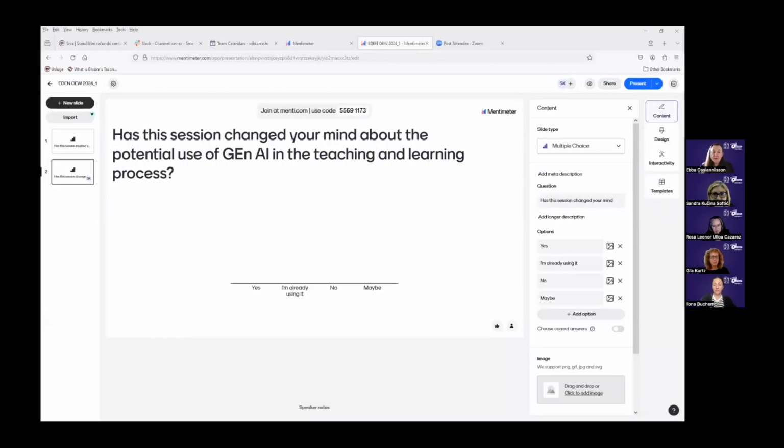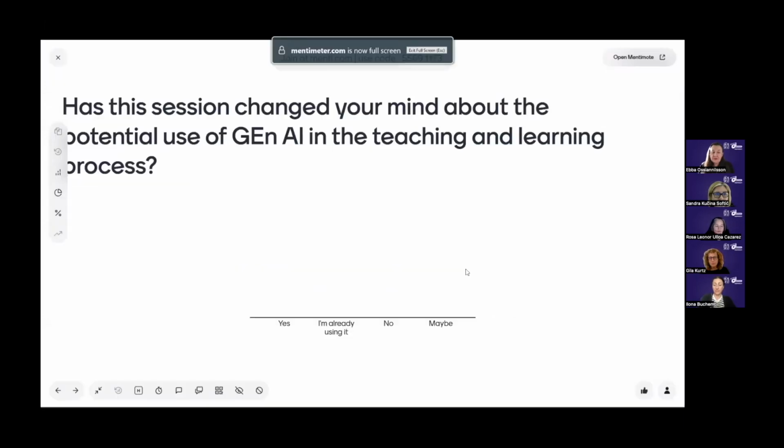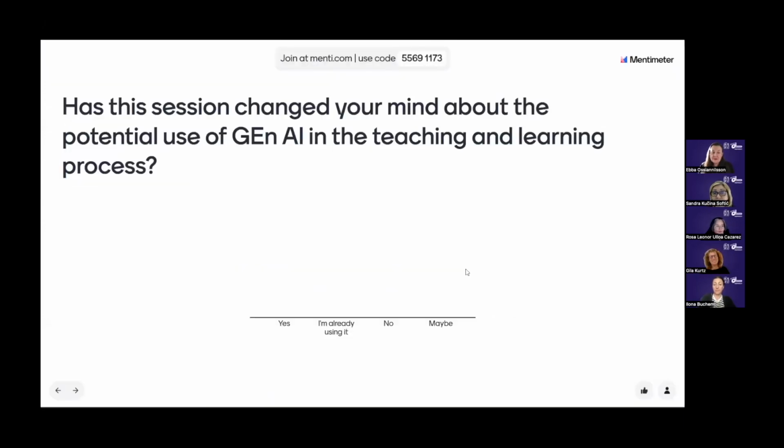So please, the question is, has this session changed your mind about the potential use of generative AI in teaching and learning process? So please cast your answers if you're willing. Ebba, please, you wanted to comment.